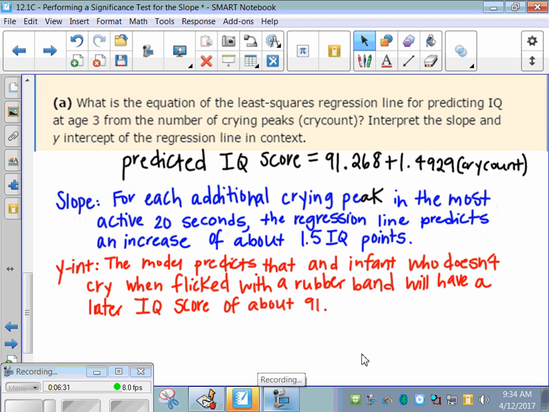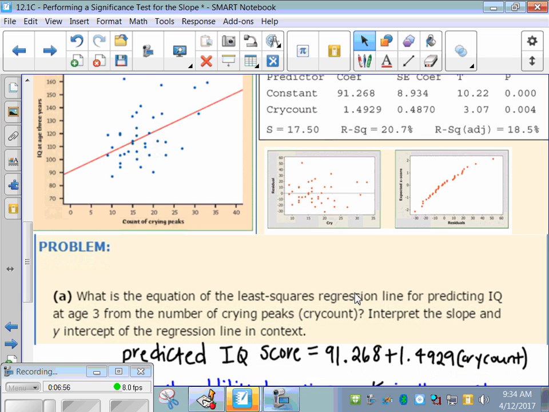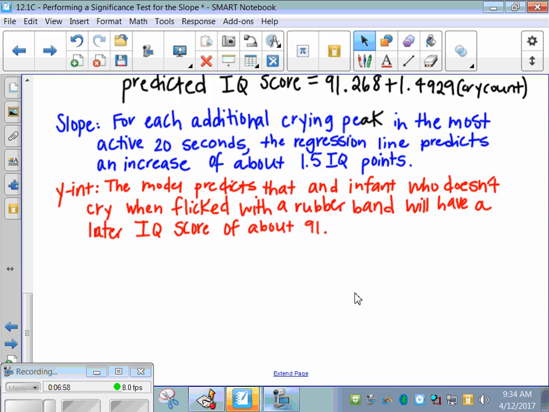All right, what is the equation of the least squares regression line for predicting IQ at age 3 from the number of crying peaks, or the cry count? Interpret the slope and y-intercept. So you get those values from that lovely output they give us. So the predicted IQ score is equal to alpha, that's your y-intercept, plus 1.4929 times the cry count. So where are those two numbers? Right here and right here. 91 and 1.49. Okay, we have to interpret both.